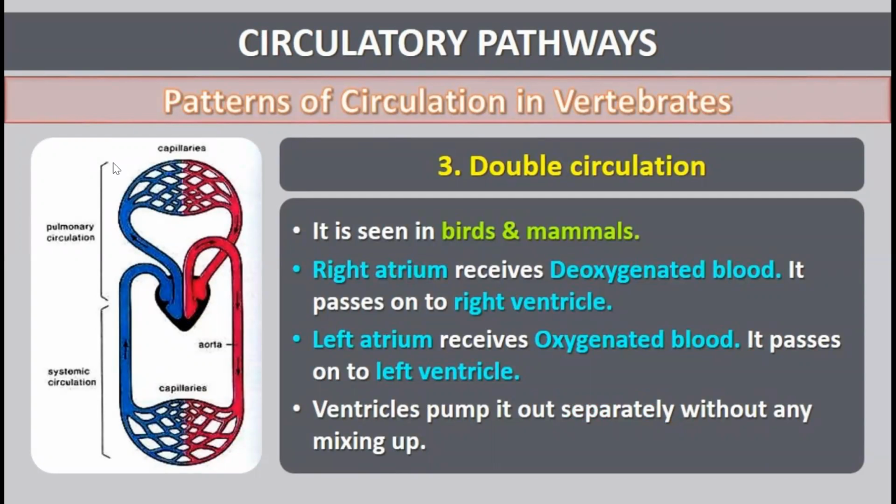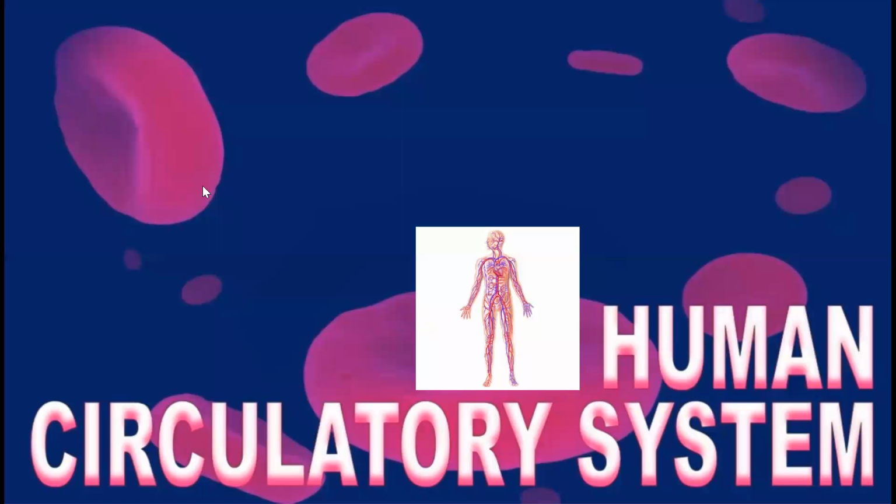Then comes the double circulation, which is seen in birds and mammals. The right atrium receives the deoxygenated blood and passes it to the right ventricle. The left atrium receives oxygenated blood and passes it to the left ventricle. Now, the ventricles pump out separately without any mixing up. So that was it about the types of blood circulation.